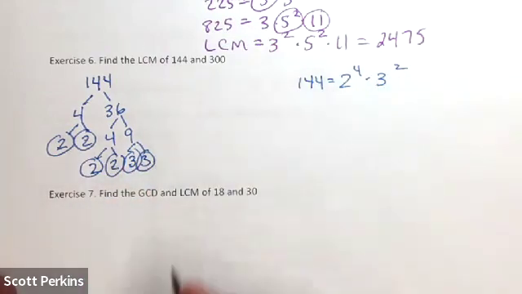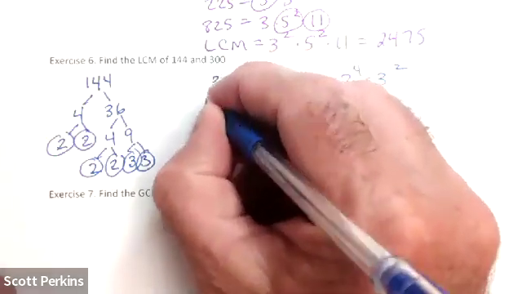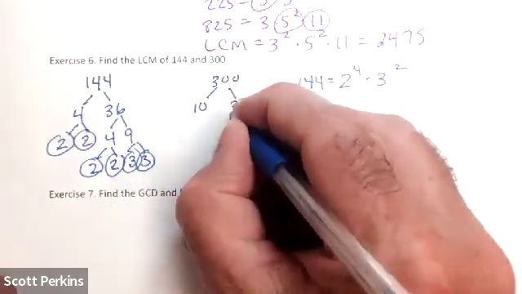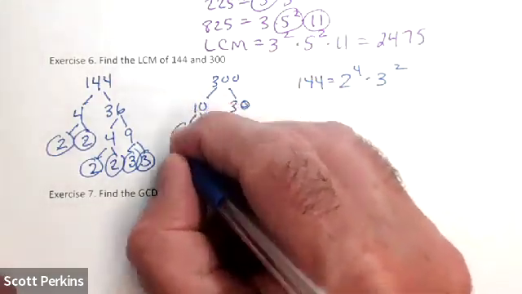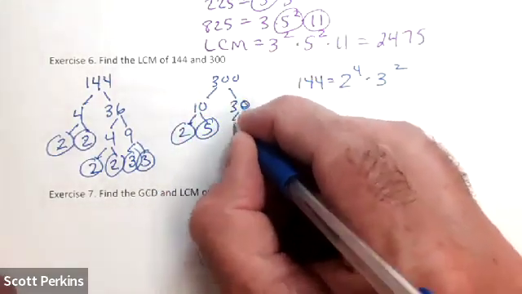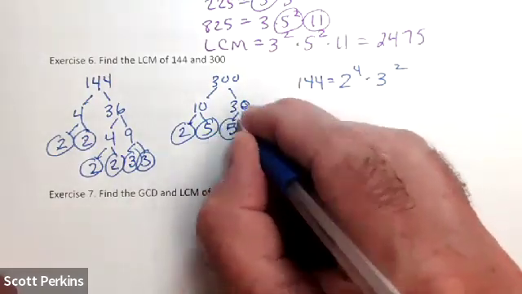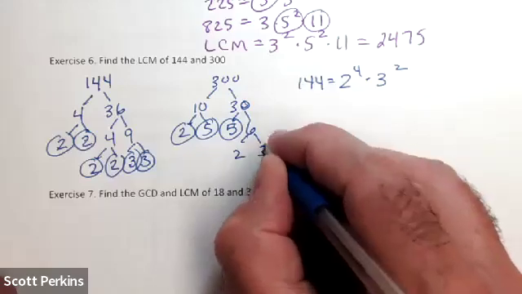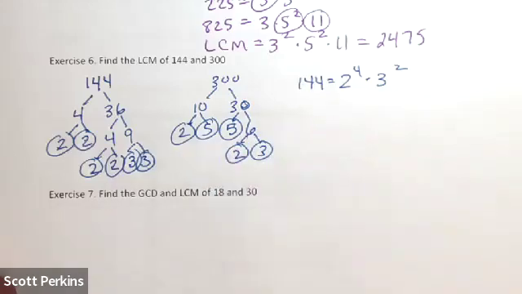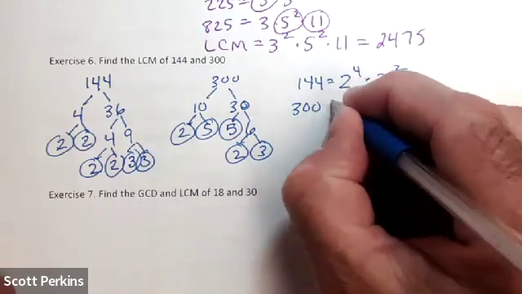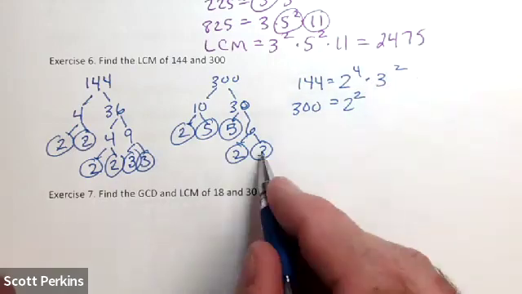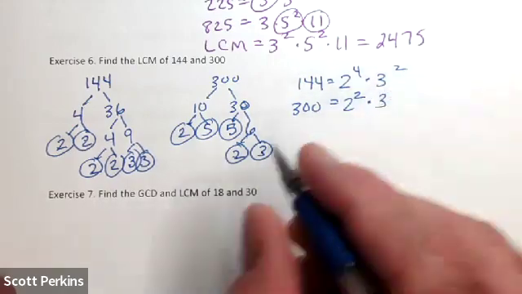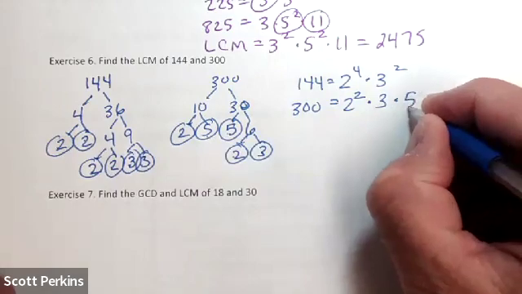300 ends in a 0, so 10 times 30. 10 is 2 times 5. 30 is 5 times 6. And 6 is 2 times 3. Remember, my goal is to get each of those to end in a prime number. So 300 is 2 2s, a 3, and then 2 5s.